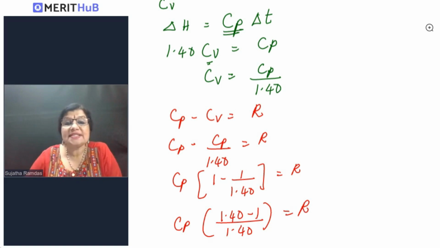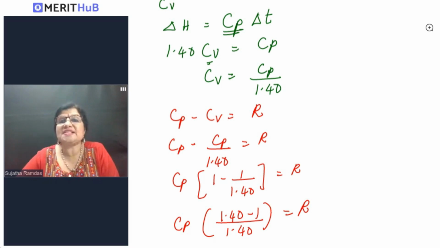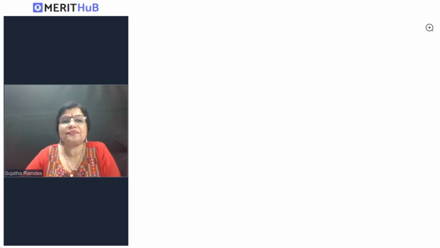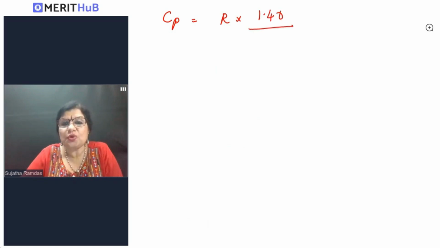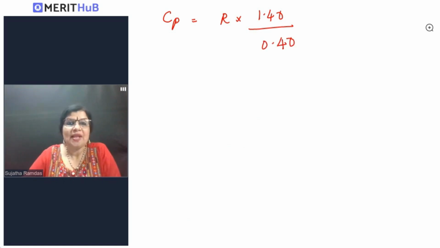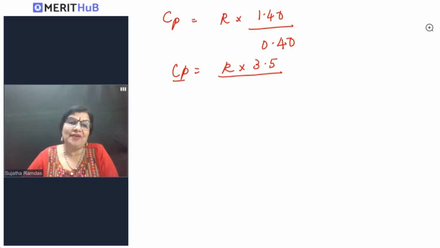So what is Cp equal to now? Let's go to the next page. So Cp is equal to R into 1.40 divided by 1.40 minus 1, which is 0.40. And that is found to be equal to approximately 3.5. So 1.40 by 0.40 is 3.5. So we get Cp as 3.5 R.